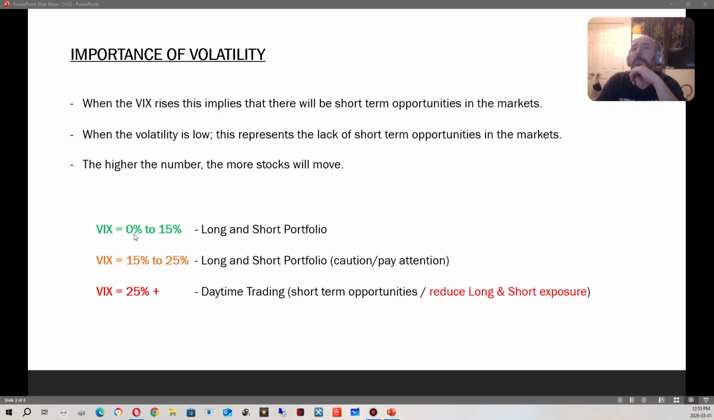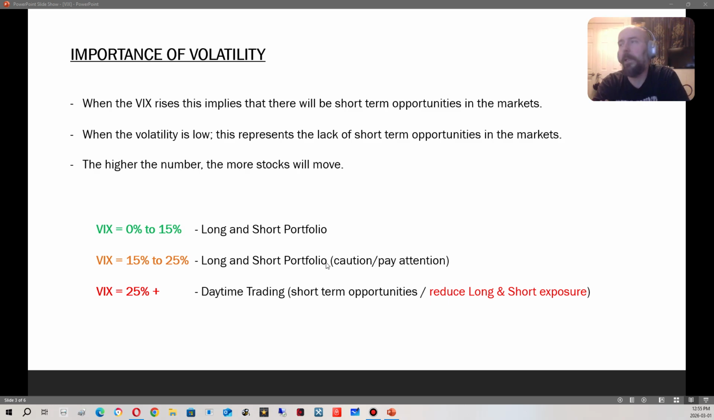So VIX between 0 and 15%, we would set up a long and short portfolio like I've been showing in the videos over the last couple of months since January 7th. VIX between 15 and 25%, we're still in the long and short portfolio, but this raises caution.